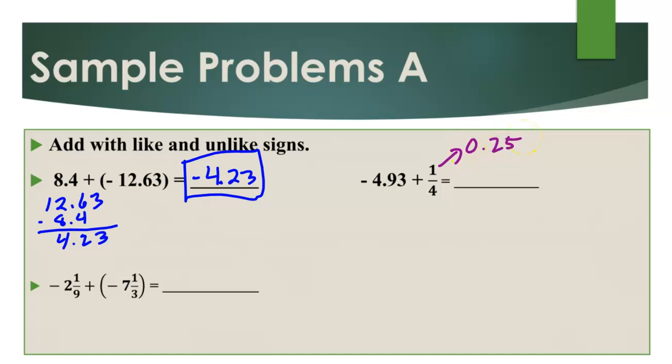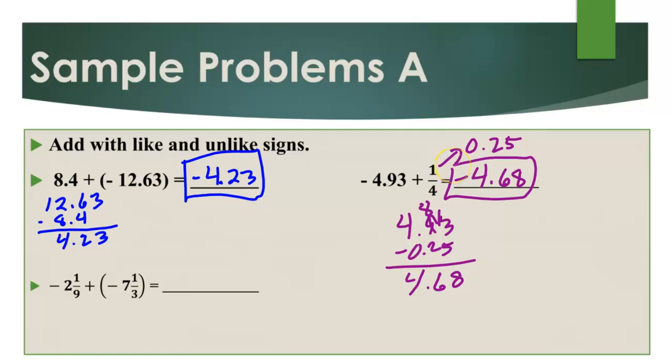Since the signs are different, I'm going to just subtract them. So 4.93 minus 0.25. Borrow. 13 minus 5 is 8. 8 minus 2 is 6. 4 minus 0 is 4. So we would have 4.68. And since 4.93 is bigger than 0.25, I use the sign on the 4.93, which was negative. So our answer is negative 4.68.